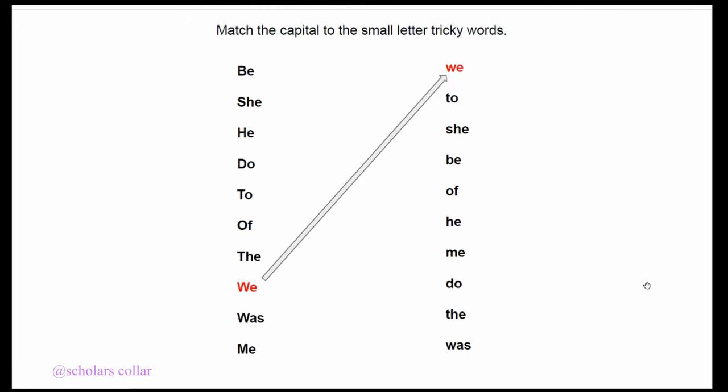W A S, was. Can you find was for me? There it is. There you go. W A S, was. Finally, we have me. M E, me. Can you find me for me? Good job. I think we are all set with the capital and small letter tricky words.